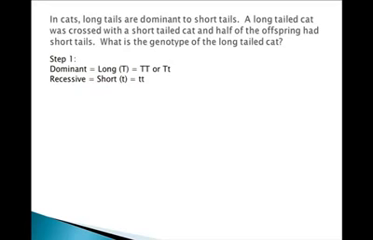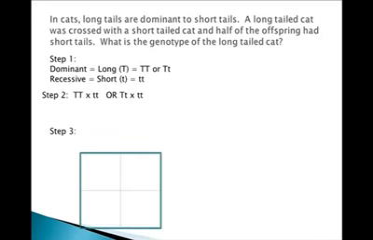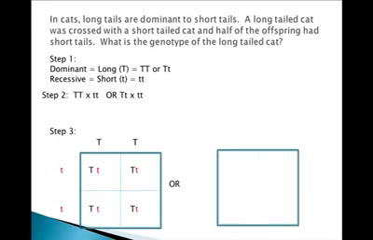We've assigned the letters. Step 2 is to write out the cross. Now notice we don't know what that long-tailed cat is, so we have to do two of them. We have to do a homozygous dominant or a heterozygous dominant. So step 3, we have to actually do two Punnett squares. So here's the first one. Bring those column headings down and bring the row headings across. And here's the second one. Bring the column headings down and then the row headings across.